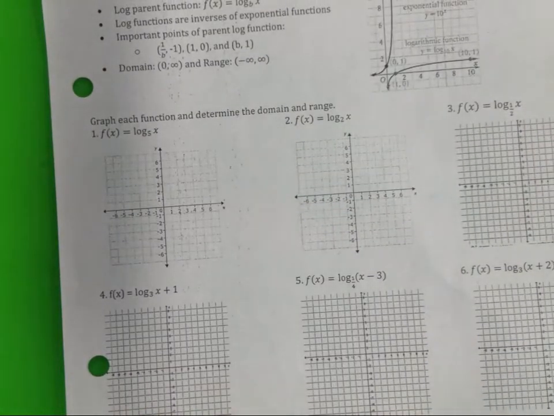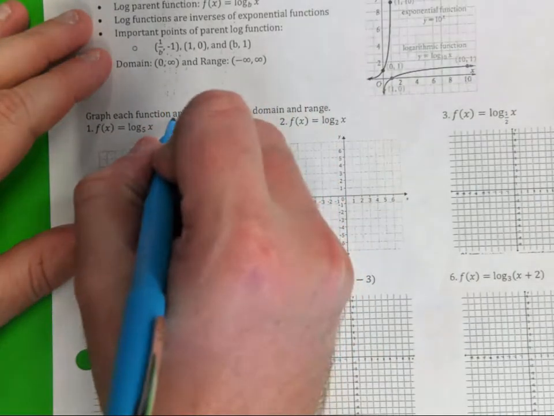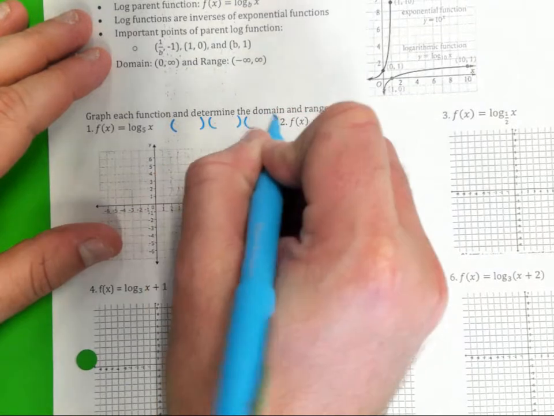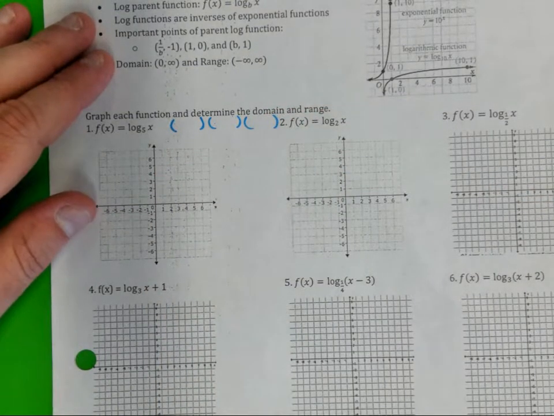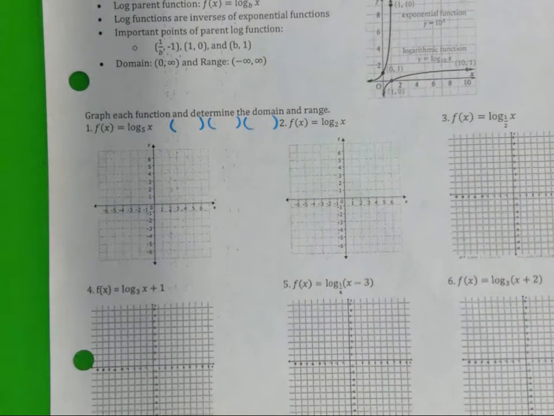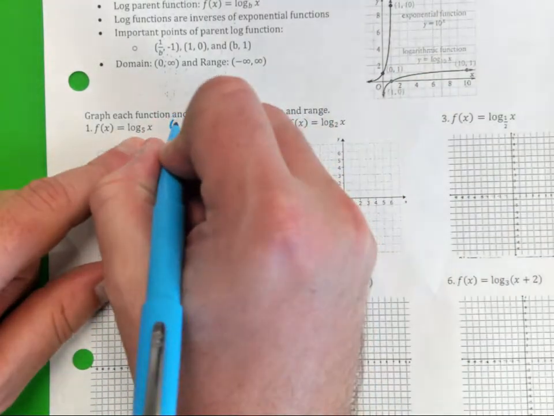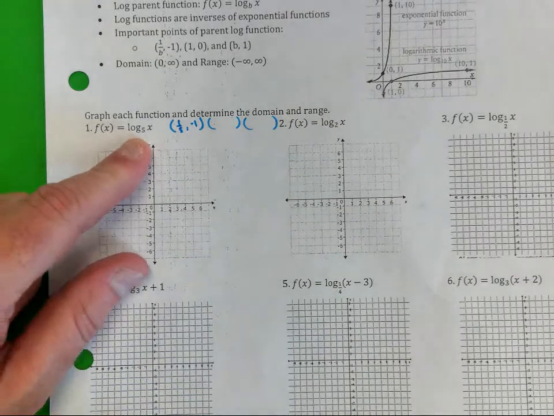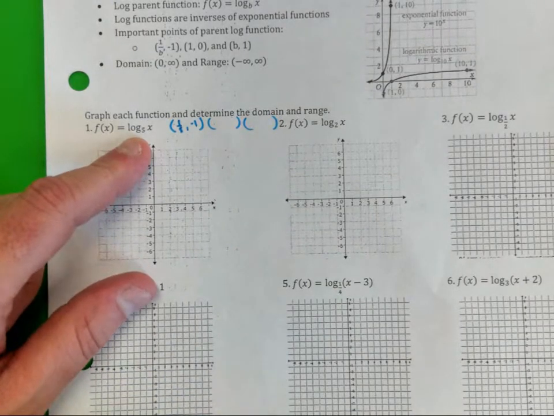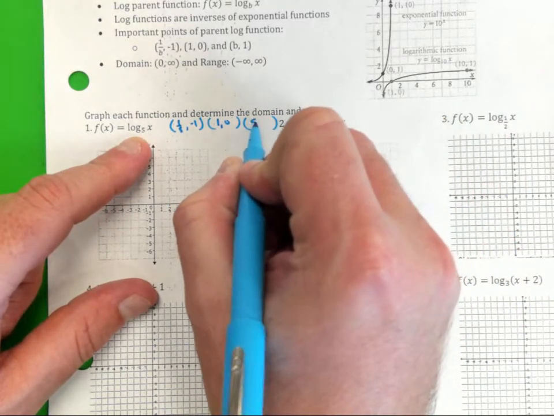All right. So let's look at number 1 on page 3. We have log base 5 of x. Go and put your 3 parentheses down. That first parentheses is going to be 1 over the base. What's your base here? So I'm going to put 1/5, comma, negative 1. What's your second point? 1, 0, and then 5, 1.